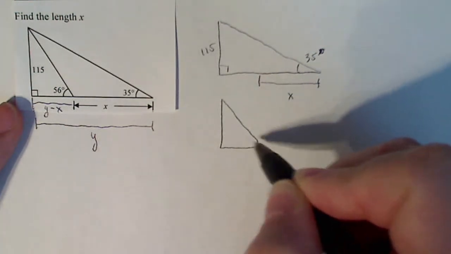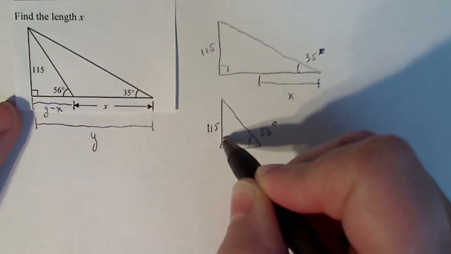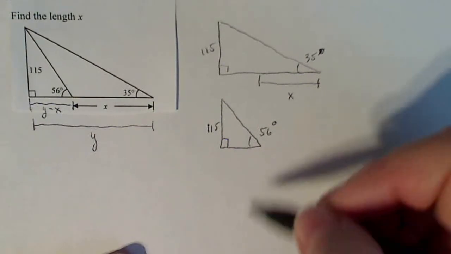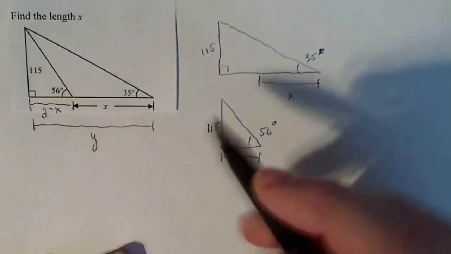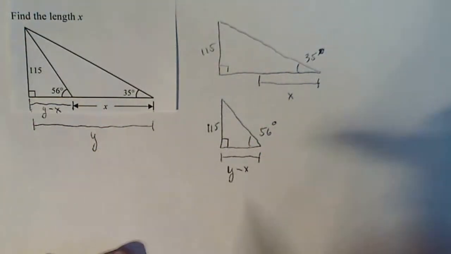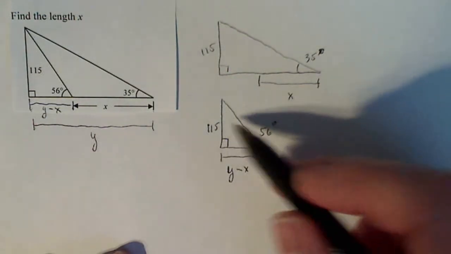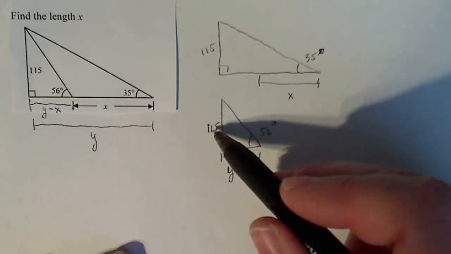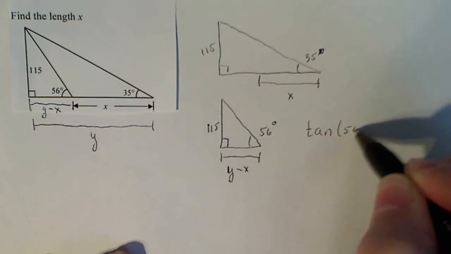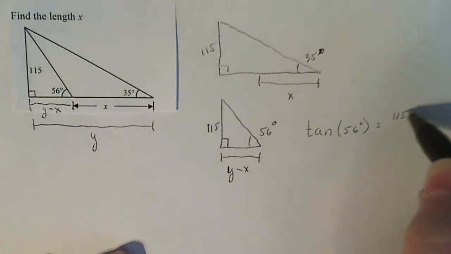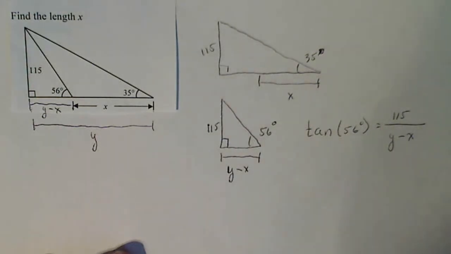So we draw the small triangle, and this angle here is 56 degrees. This is 115 in length, and that's the right angle. In this triangle, we can find this length pretty quickly, and according to the diagram, this length is y minus x. So let's find that length. I have an angle, the opposite side and the adjacent side, so that's going to be using tangent. Tangent of the angle is the length of the opposite side over the length of the adjacent side. And I can just solve for y minus x.